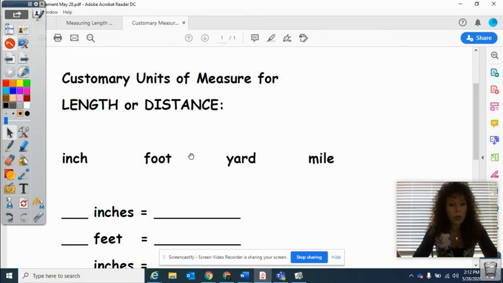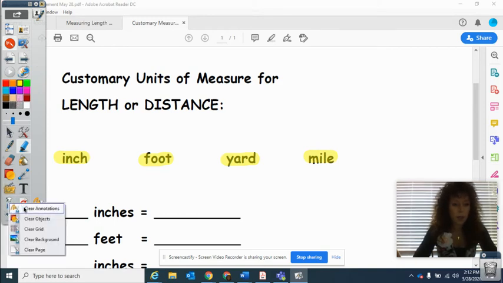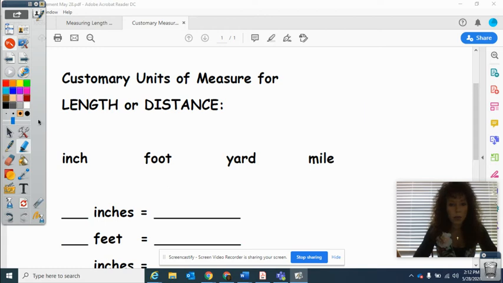So the way that we typically measure length in the United States with customary units of measure, we have an inch or inches, a foot or feet, a yard or yards, and a mile or miles.